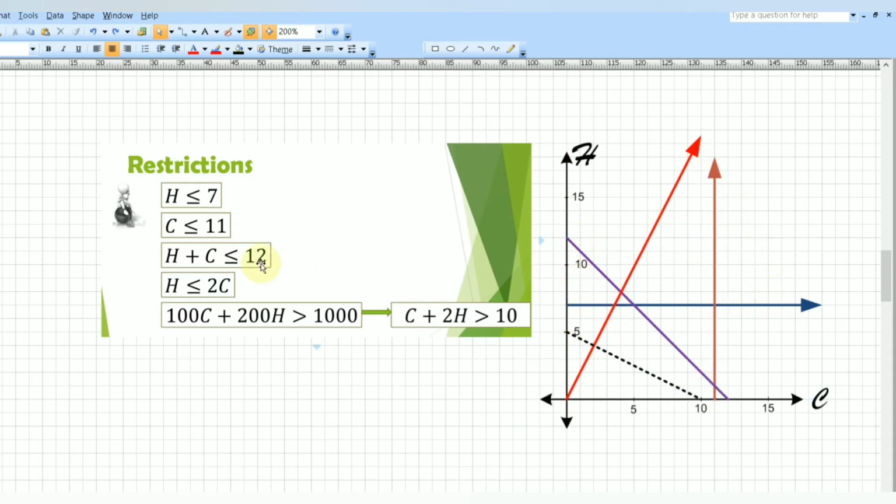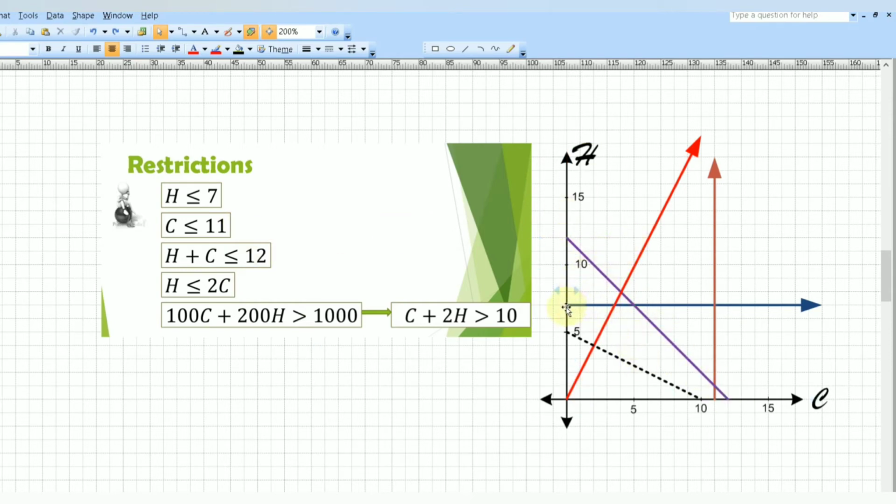So let's extend to the third line, h plus c less than or equal to. The perspective is from the h, right? Since h is the vertical axis, I can see from the perspective of h. H is less than or equal to, which means the one that we shade is the area below the line. So this is the purple line, and we shade below the line.